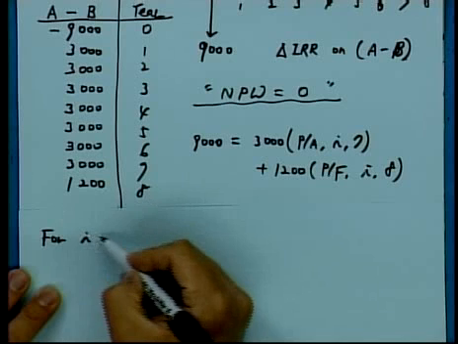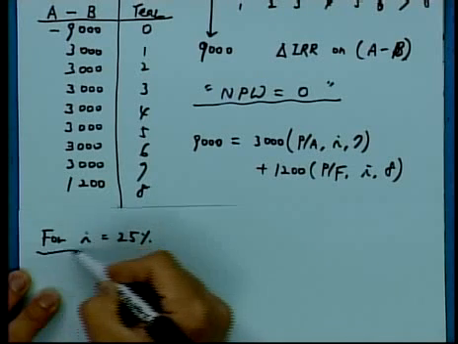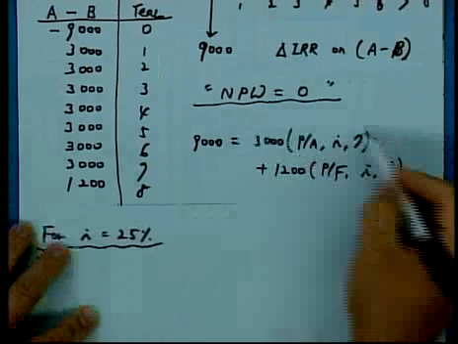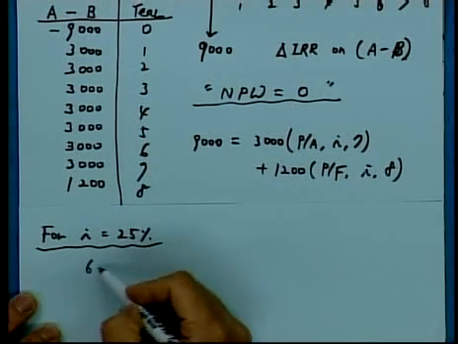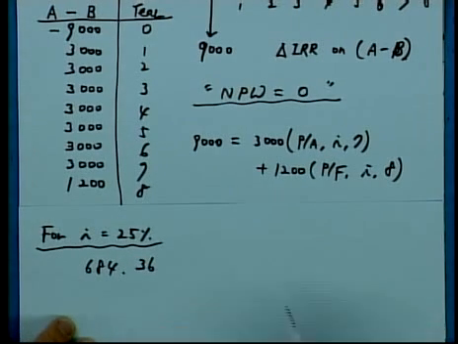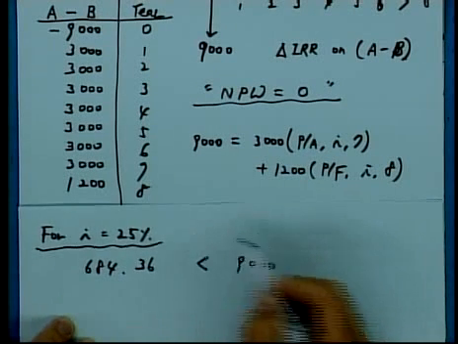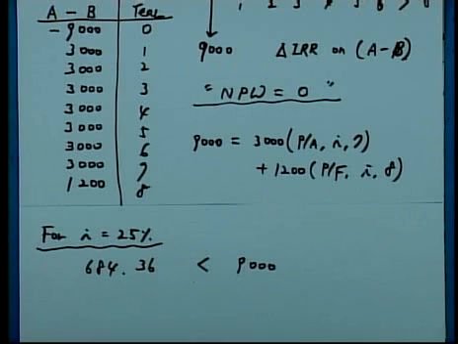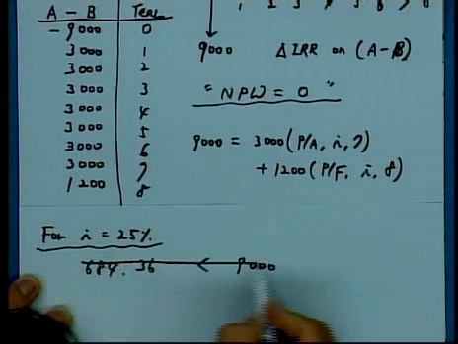If we use 25% of interest rate, the right hand side becomes $684.36, which is a lot smaller than $9,000. Hold on a few seconds. I think this is wrong.